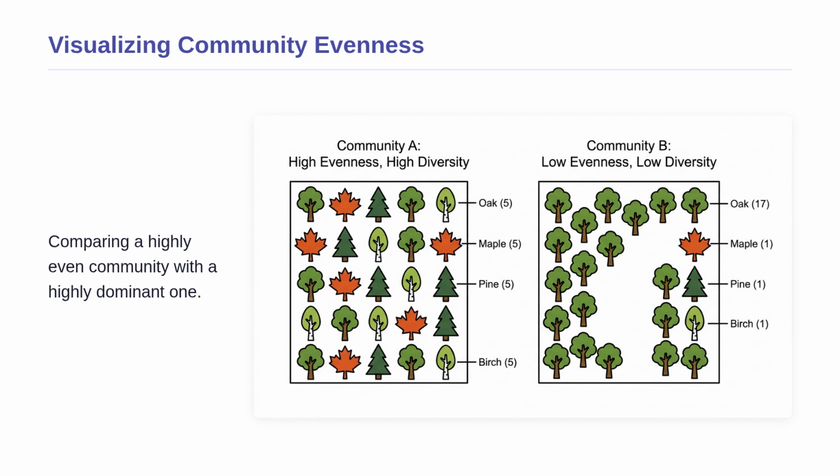Now look at community B on the right. It has the exact same 4 species, but it suffers from low evenness. The oak trees completely dominate the landscape with 17 individuals, leaving only 1 of each other type. Visually, it is obvious that community B is less diverse, and our mathematical index perfectly captures this reality.